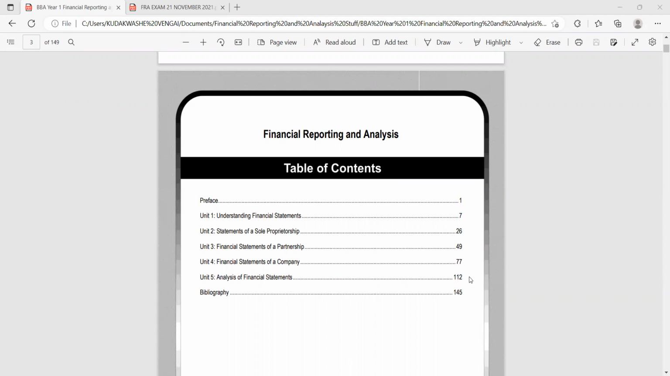So a sole proprietorship, we are saying that this is basically an organization which is owned by one individual. So if you're operating a business and you're the main owner of the business, there is no other owner. And that business usually is not formally or legally registered. We call that a sole proprietorship. So again, as a sole proprietorship, you are going to prepare some financial statements, or some financial reports. So we're going to show you how you prepare those reports and how you analyze those reports.